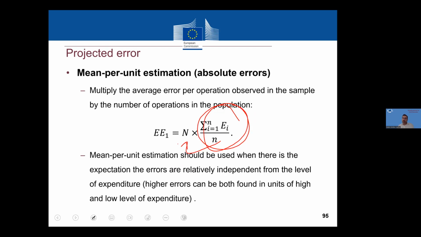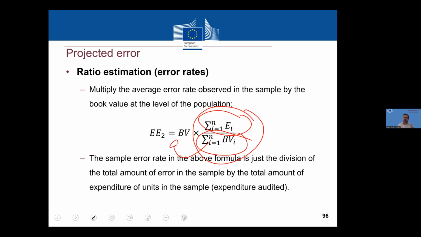As you know, in this ending programming period, this is not a free choice. You should choose the method that gives you better precision. Mean per unit estimation tends to be a better method when the errors are independent from expenditure or even show a negative association. Ratio estimation tends to be a better method when there is a positive association between errors and expenditure. But one thing is to understand the concept, another thing is to decide, and it's up to you to decide which method has to be used.